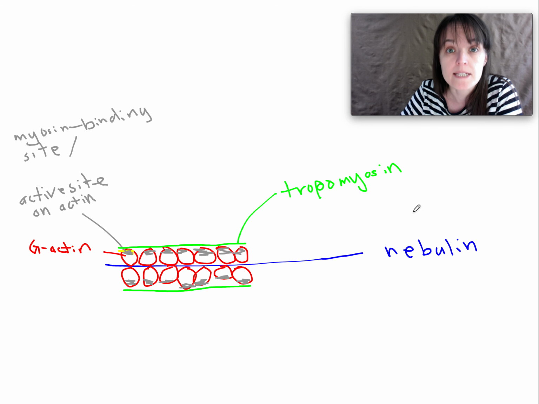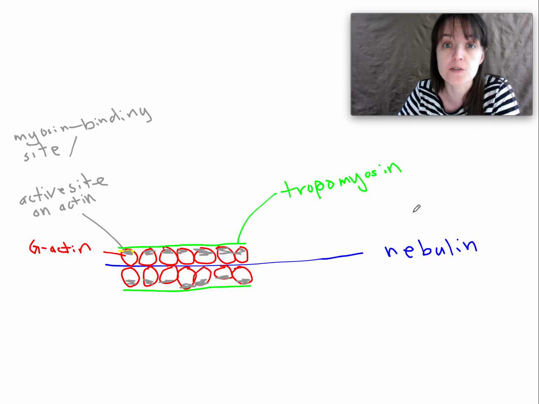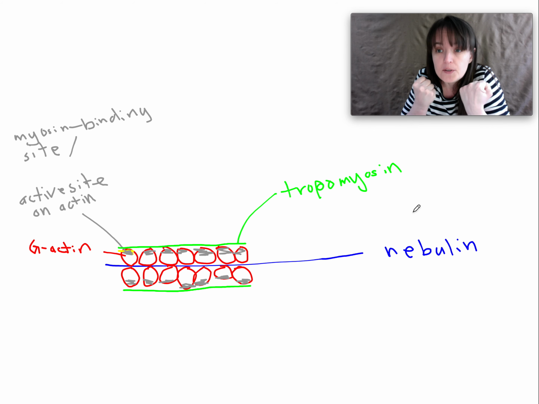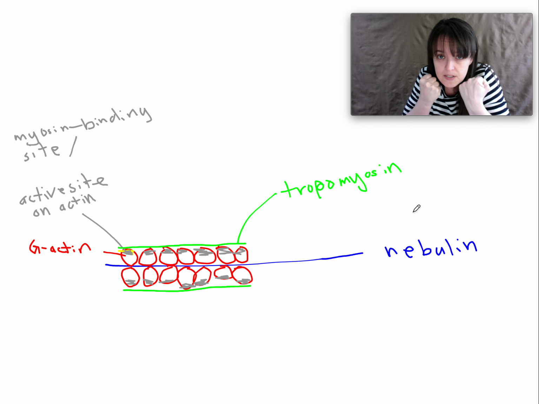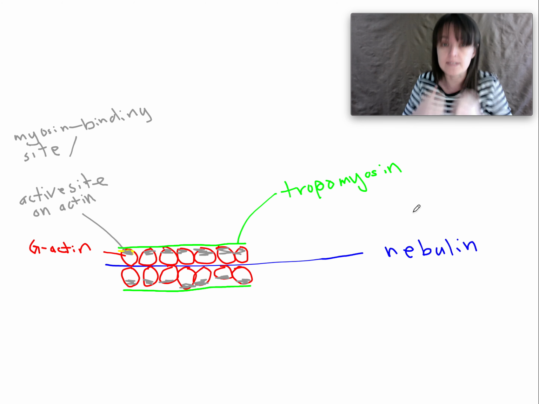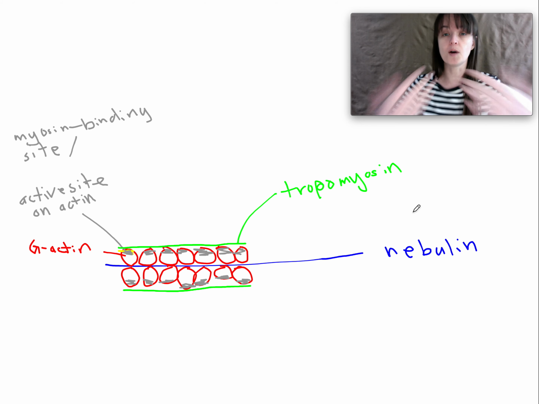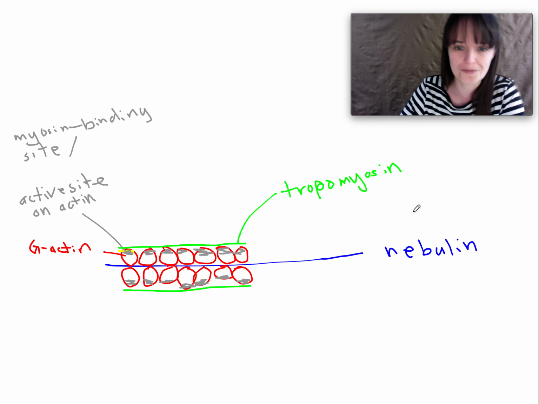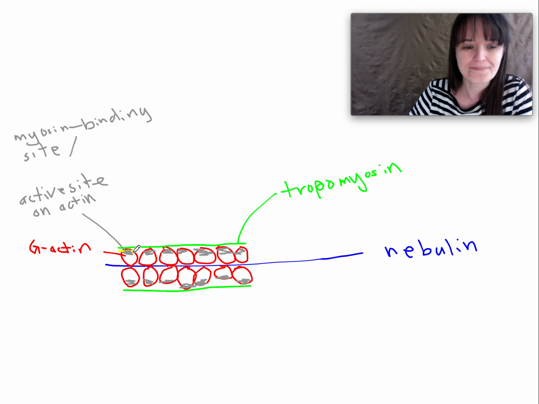The tropomyosin covers the active sites on actin so the myosin cannot bind to it when you don't want your muscles to be contracted. If all your muscles were contracted all the time, you'd have spastic paralysis. You would be unable to move because you'd be fully contracted all the time. You have to be able to uncontract one muscle so you can move. Okay.